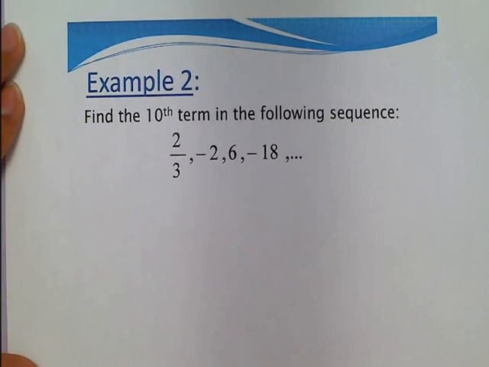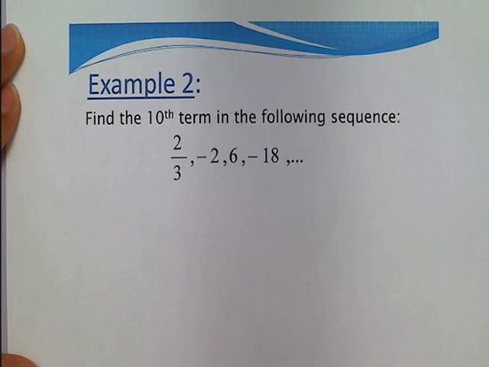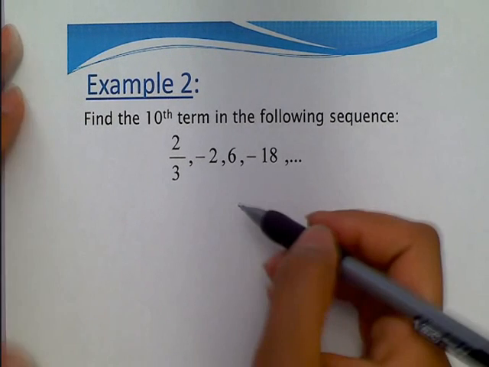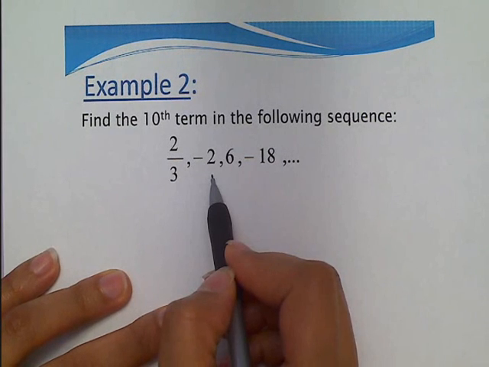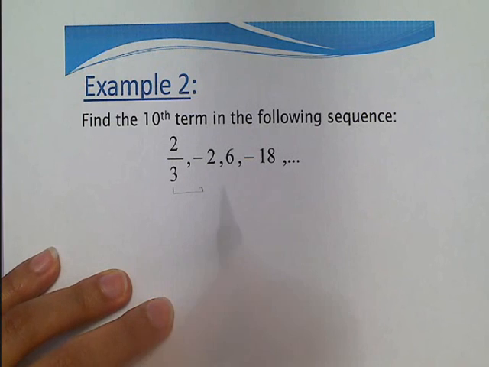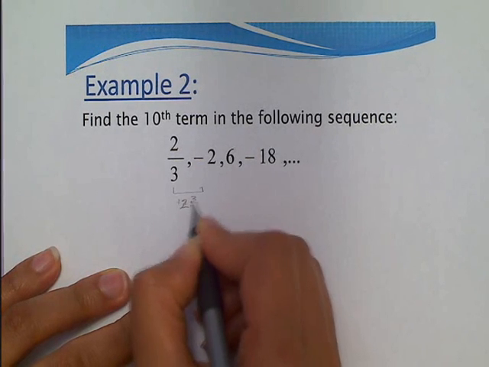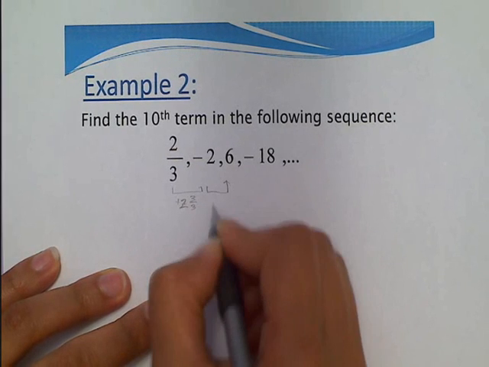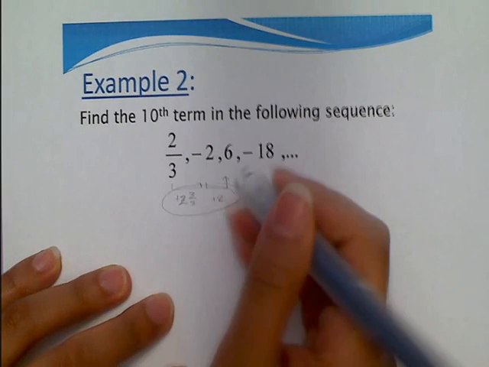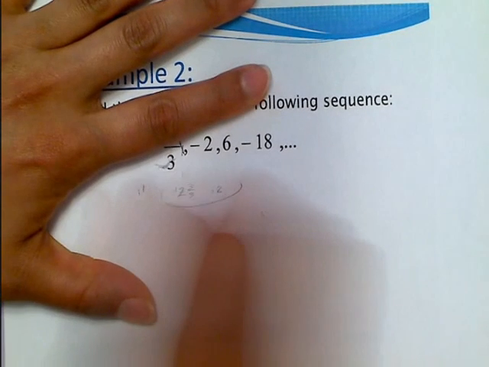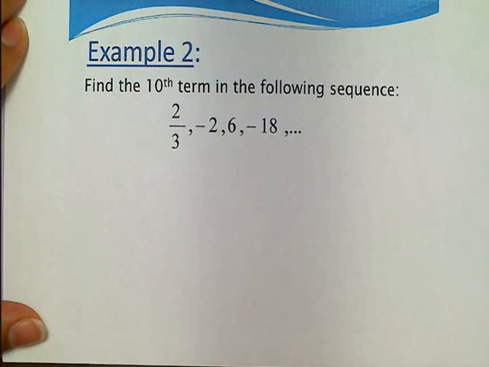Okay, second example asks us to find the 10th term in the following sequence. So you'll notice in this case, I don't know which kind of sequence we have. So we have to determine whether it's arithmetic or geometric. And so if you look at it, I start with 2/3 and then it goes to negative 2, which means this is increased by 2 2/3 if I'm trying to find the common difference. So this is increased by 2 2/3. Then it increases by 8. Right away, because the common difference is not the same, I know that this is not going to be an arithmetic sequence. So I can scratch that out of the idea here.